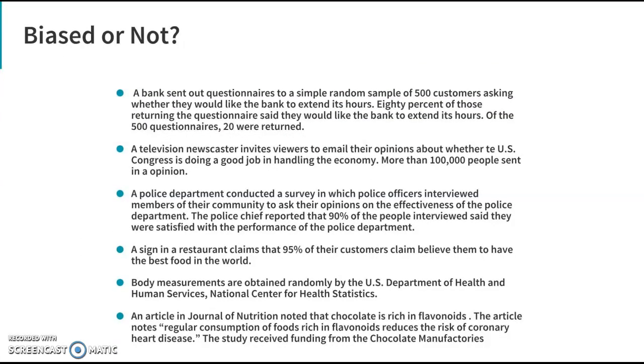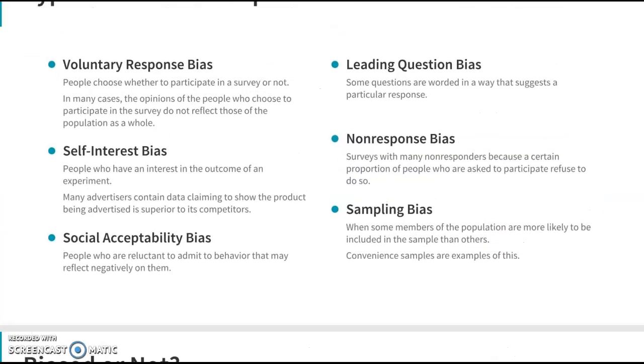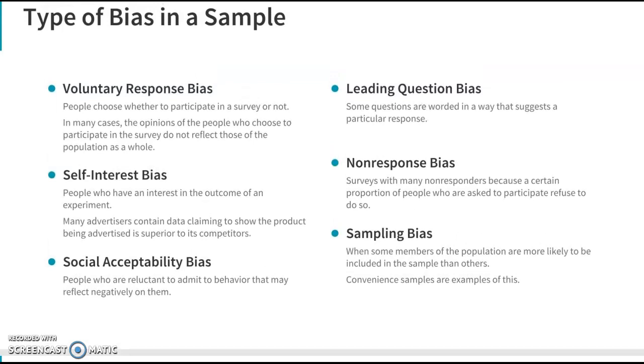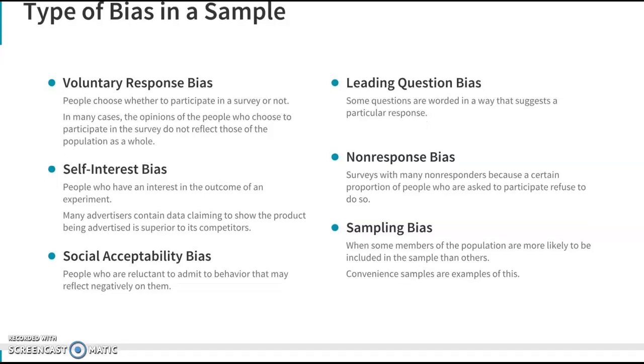A television newscaster invites viewers to email their opinions about whether the U.S. Congress is doing a good job in handling the economy. More than 100,000 people sent in an opinion. Okay? Same exact thing as the first one. Some people chose to respond. Some people didn't. Non-response. Because they had the option to respond or not, voluntary response bias.